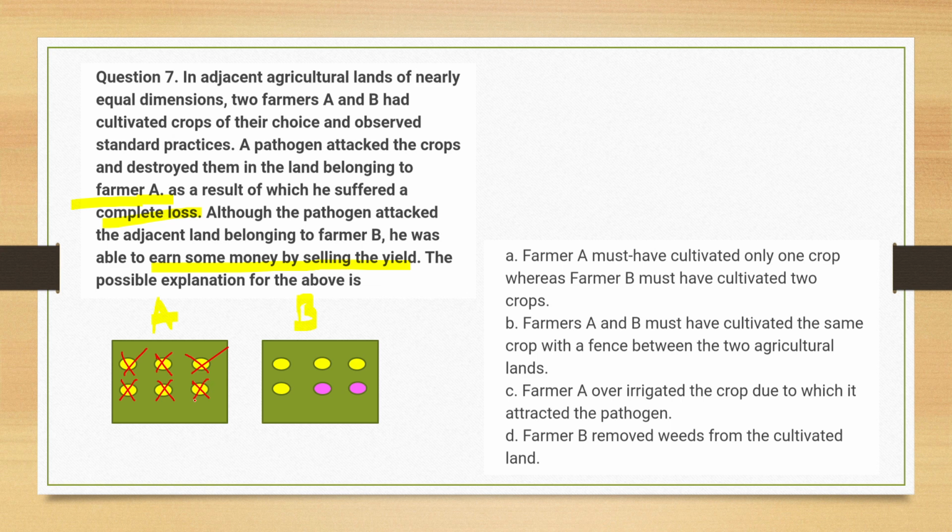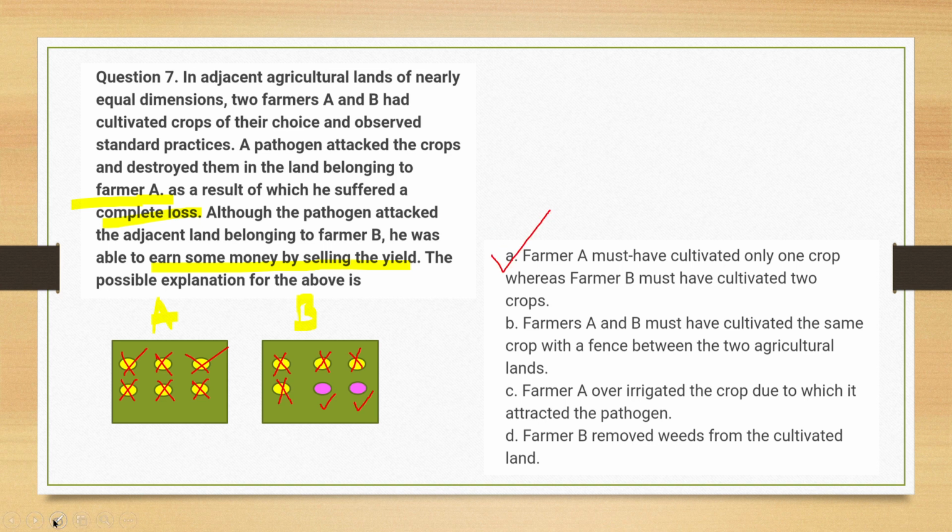But farmer B has cultivated two types of crops, and the pathogen destroyed the yellow crops but could not destroy the pink crops. That is why the pink crops were good, and farmer B sold those pink crops and got some money. So farmer A has cultivated only one crop, whereas farmer B has cultivated two crops. So the correct answer is option A.